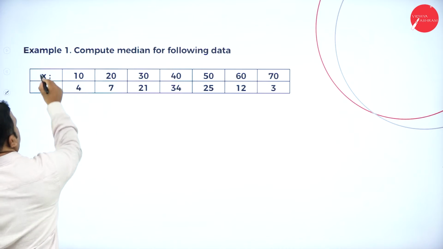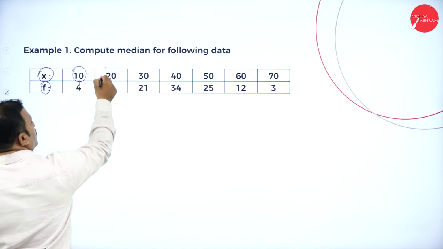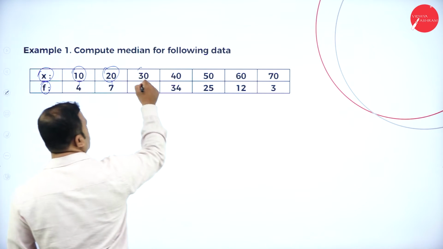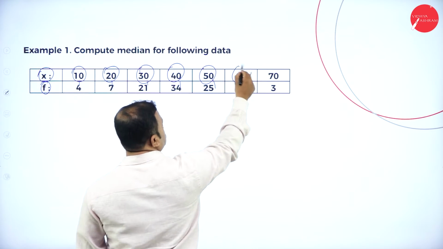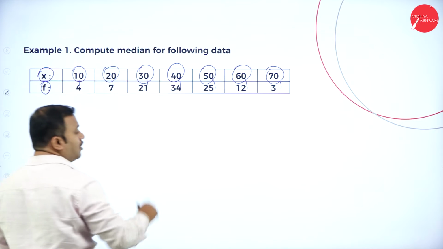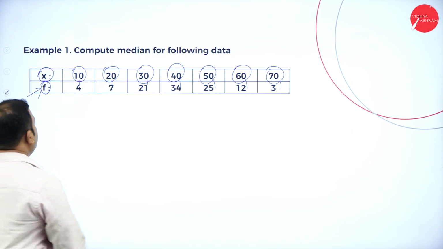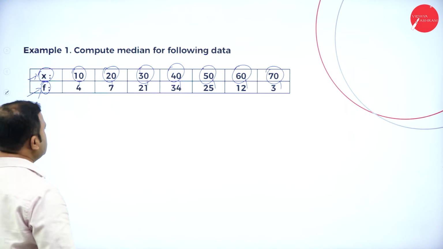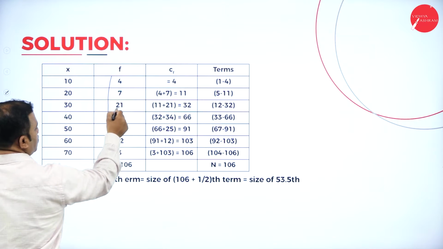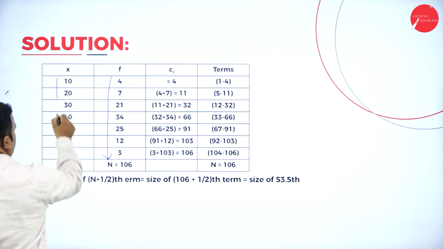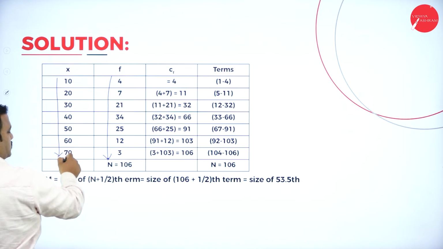This is the frequency, this is the values. This indicates that the value 10 is repeated 4 times, 20 is repeated 7 times, 30 for 21 times, 40 for 34 times, 50 for 25 times, 60 for 12 and 70 for 3 times. In order to calculate the median of these items, we will consider the weights associated with this item X. Let me consider the frequencies first: 4, 7, 21, 34, 25, 12, 3. These are the items I have arranged in increasing order: 10, 20, 30, 40, 50, 60, 70.